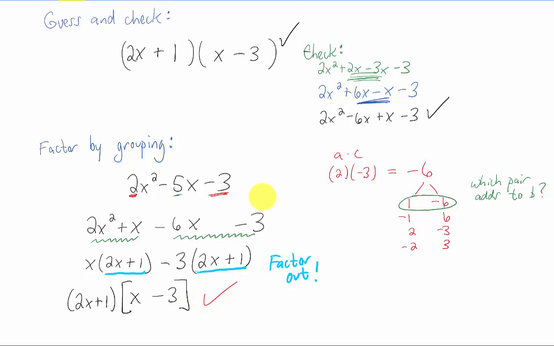Now you get to decide which of these techniques you like the best, guess and check, or factoring by grouping. Personally, I use a mixture of the two. I try to guess and check for a couple of minutes first. If I can't figure it out, I'll go to factoring by grouping because it seems to work every time, and it's a step-by-step process. But if you can guess and check, it's probably going to save you some time.